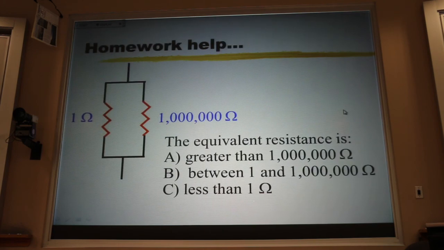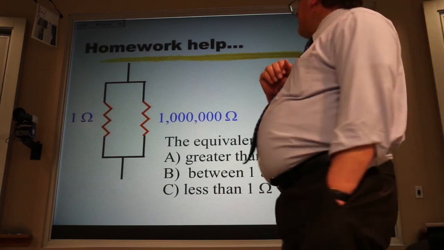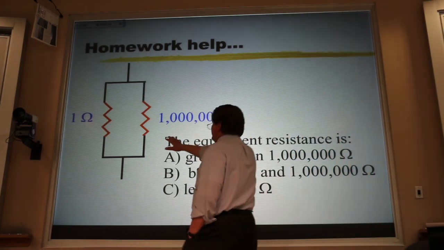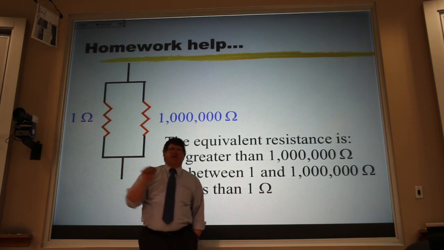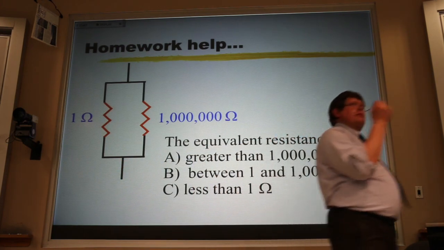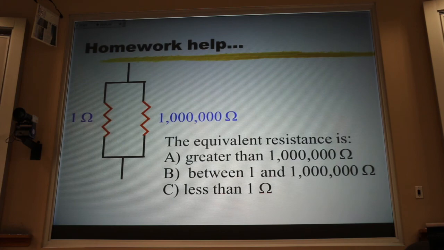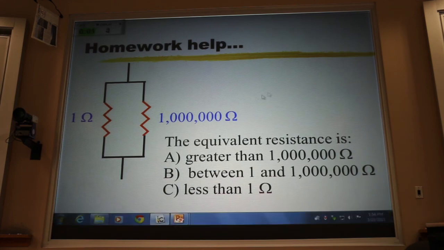Okay. Now, one last problem, and this will help you with your tutorial homework. You have a 1-ohm resistor in parallel with a 1,000,000-ohm resistor, and we would like to replace it with a single resistor, an equivalent resistance, that would give us the same current through the battery. Is that equivalent resistance going to be greater than 1,000,000, somewhere between 1 and 1,000,000, or less than 1? Again, you know the answer.